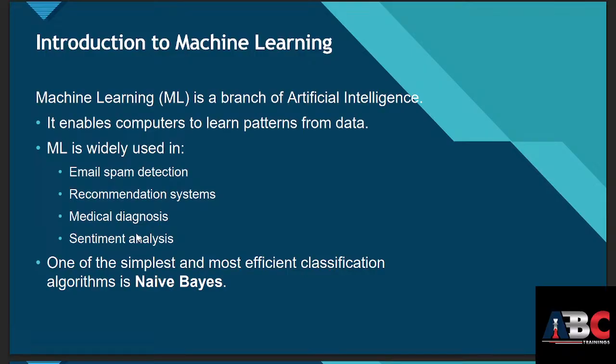Email services like Gmail and Outlook use machine learning algorithms to automatically detect and filter spam emails. The algorithm analyzes patterns in the email such as the words used in the subject and message, the sender address, the frequency of certain keywords and previous user behavior. Based on these patterns, the system classifies the email into spam or not spam categories. As users mark emails as spam or not spam, the system continuously learns and improves its accuracy.